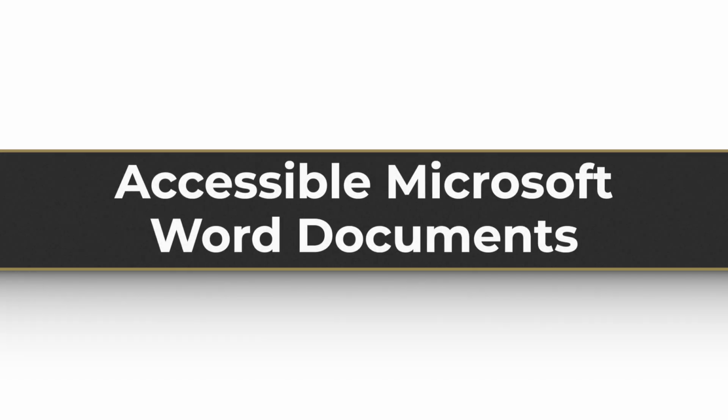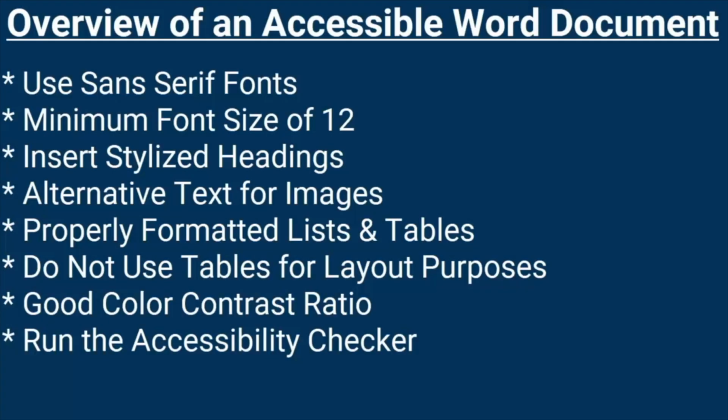Accessible Microsoft Word documents. By watching this video, you will learn the basic steps to make a Microsoft Word document accessible. This includes using accessible fonts and font sizes, inserting stylized headings, writing alternative text for images, properly formatting lists and tables, not using tables solely for layout purposes, having a good color contrast ratio, and always using Microsoft's accessibility checker.